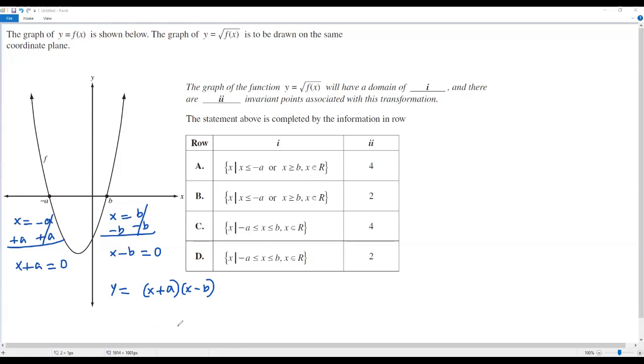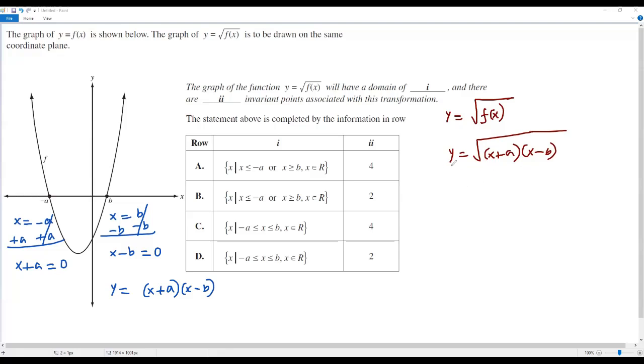Okay, now we have another function, that is y equals square root of f of x. Let me write that function over here. So we have y equals square root of f of x. Okay, y equals square root of, for f of x, we got x plus a times x minus b. So here we have y equals square root of x plus a times x minus b. Okay, so this is a square root function.